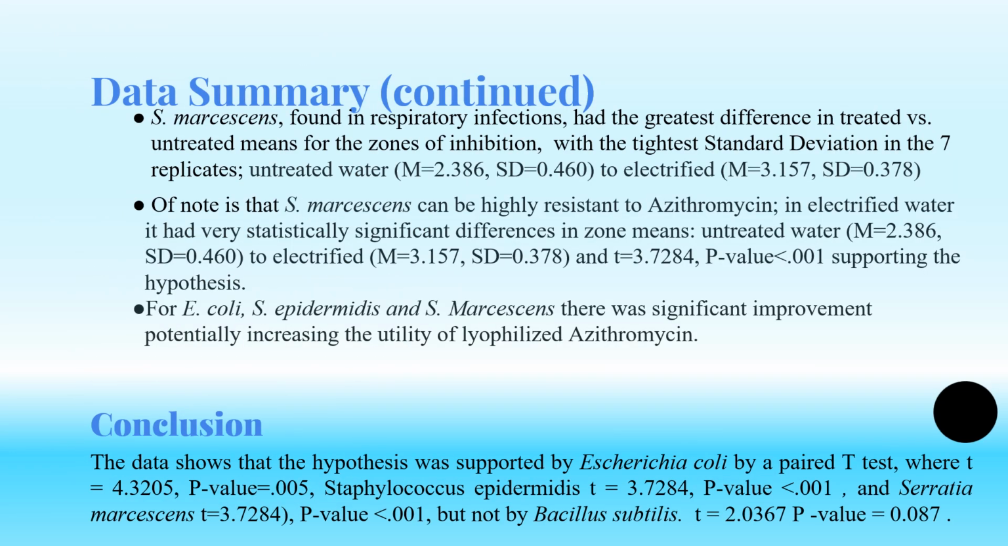Of most importance from the data, Serratia marcescens, a bacteria that is highly resistant to azithromycin, showed the most increase in mean zones of inhibition from untreated water to electrified water, going from a mean of 2.386 millimeters increased to 3.157 millimeters, with a p-value under 0.001, supporting the hypothesis.